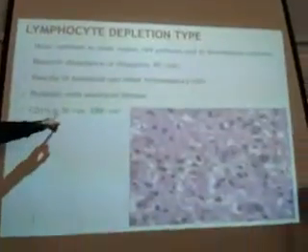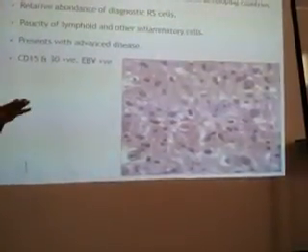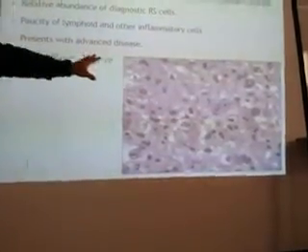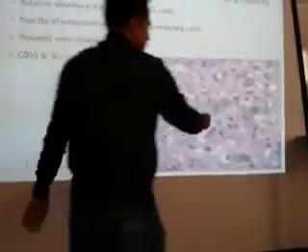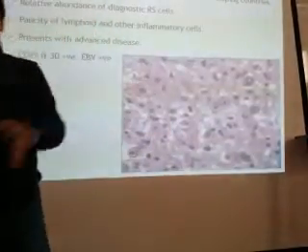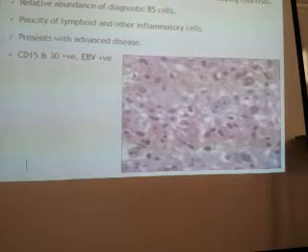HIV, older age, so advanced disease will be there. Again, CD15, CD30 positive and EBV also positive. 100% EBV positive. CD15, CD30 positive, EBV positive. So here, this is the Reed-Sternberg cell, diagnostic, and these are the inflammatory cells, but they are few in numbers. Okay. So lymphocyte rich, containing more lymphocytes.